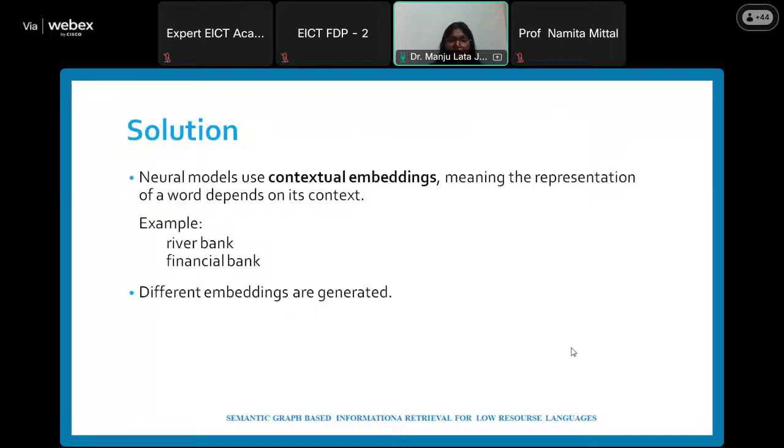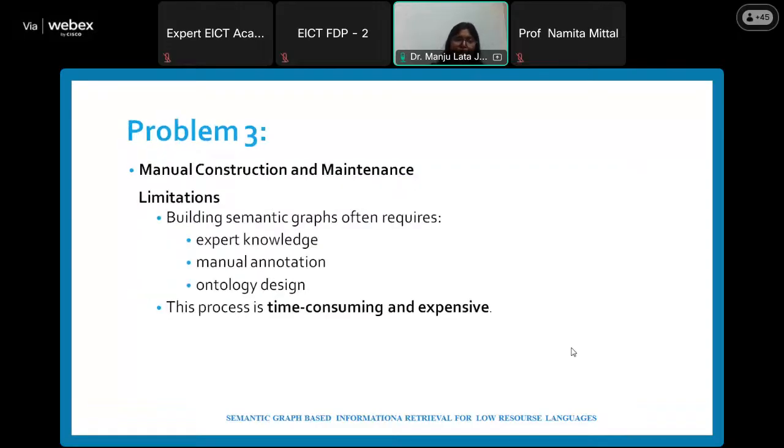The solution is again through neural models, because neural models establish contextual embeddings, meaning the representation of a word depends on its context. If the word bank is somewhere in a sentence related to finance, it is conveying bank as a financial institution. Otherwise, it can be a river bank. So through contextual embeddings, the exact meaning of that particular term can be taken care of. Different embeddings can be generated by neural models.